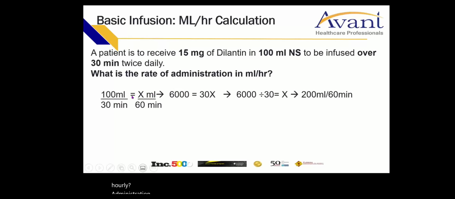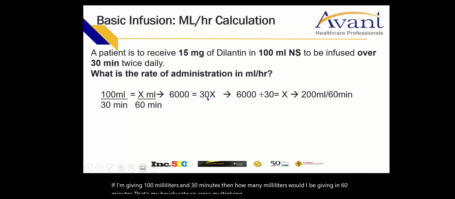Okay. If I'm giving 100 milliliters in 30 minutes, then how many milliliters would I be giving in 60 minutes? That's my hourly rate. So cross multiplying, 6,000 equals 30x, dividing both sides by 30, I get x is equal to 200 milliliters in 60 minutes.